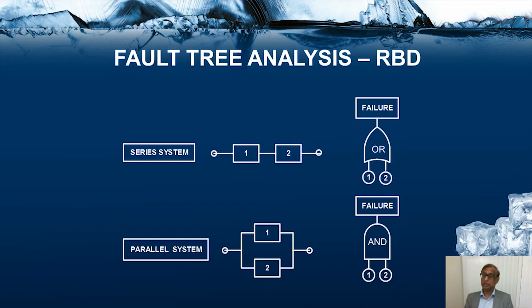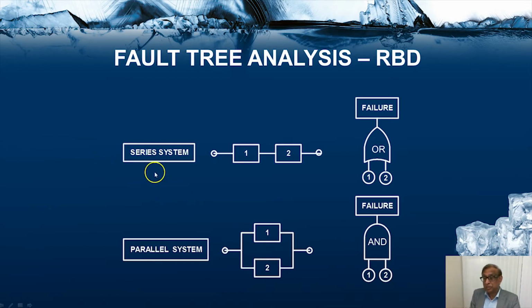You remember I said OR gate. If event 1 takes place or event 2 takes place, the system will fail. It's like a series system. If you connect to your series system lectures, it's exactly like this. If component 1 fails or component 2 fails, the system will fail. Here also, if event 1 takes place or event 2 takes place, the system will fail. And an AND gate is like a parallel system, a parallel configuration.